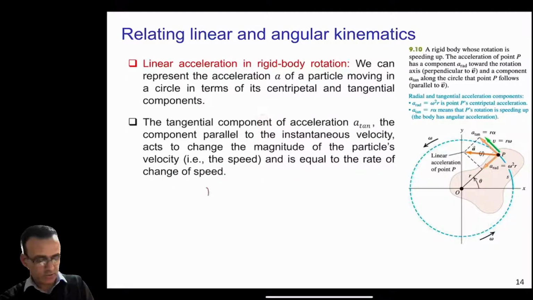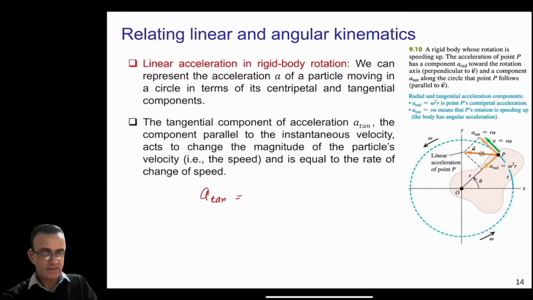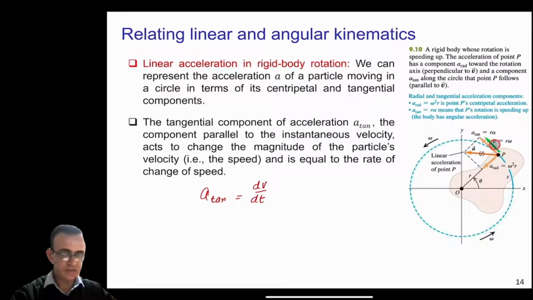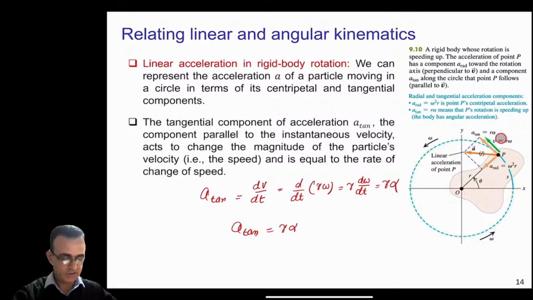If you want to calculate a tangential, the tangent component of a, it is just equal to dv by dt, which is just the change in speed. We know that v is equal to r omega, so we can write d by dt of r omega. Because r is constant, this is r d omega divided by dt, which is r alpha. So a tangential is equal to r alpha, where alpha is the angular acceleration.